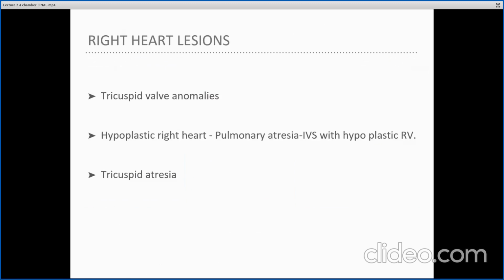Now we move on to the right heart lesions, of which we have three important conditions: tricuspid valve abnormalities, which cause tricuspid regurgitation; hypoplastic right heart, another name for which is pulmonary atresia with intact septum; and the third is tricuspid atresia.